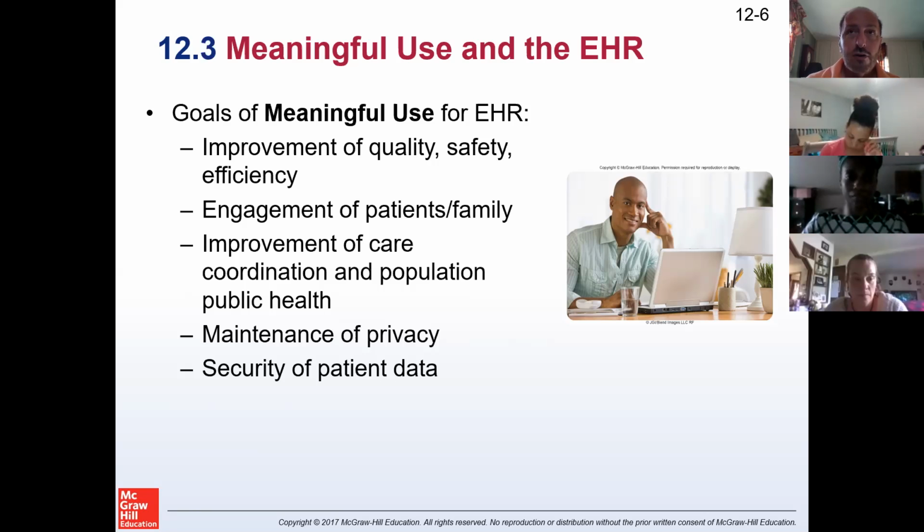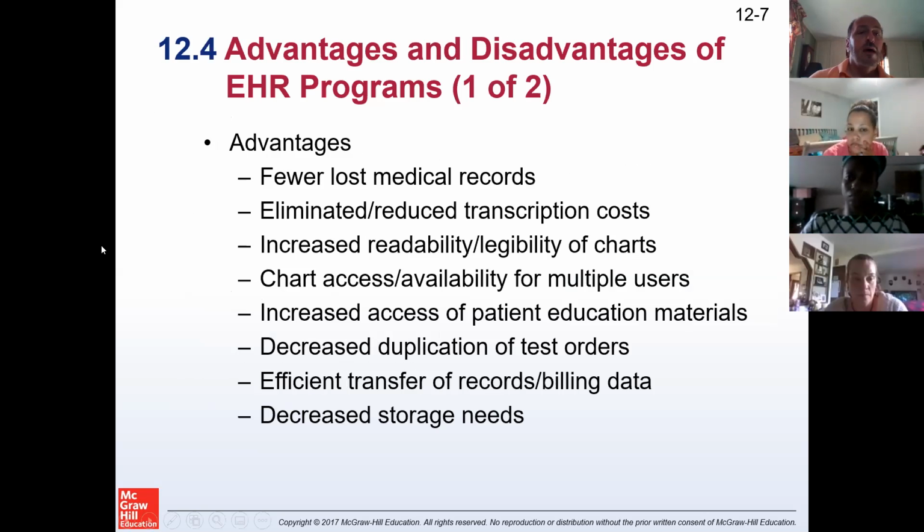They're asking you about your meds. They're asking you, if you do smoke, would you be willing to try a smoking cessation program? So these are all things the government really wants us to make sure that we follow up on. So that's meaningful use. There are advantages and obviously disadvantages of an electronic health record. More advantages than disadvantages, I would say, though. One advantage is that there are fewer lost medical records.